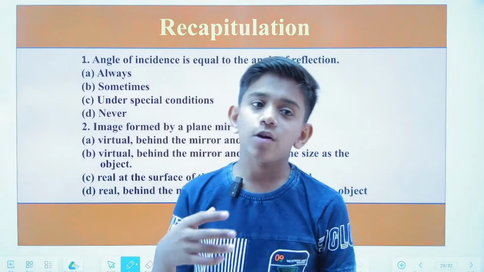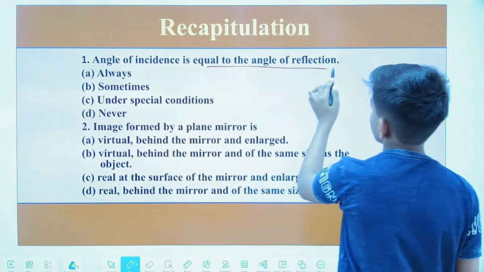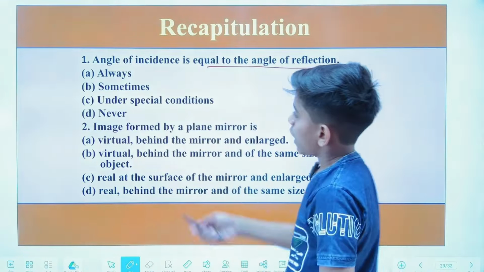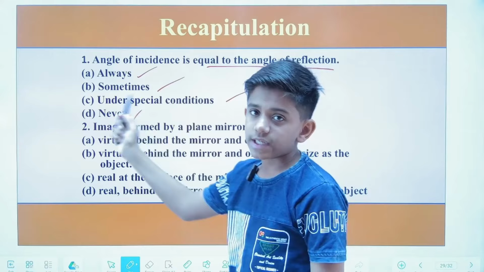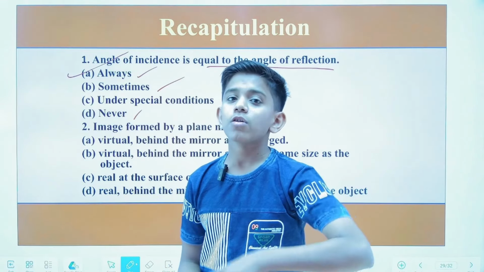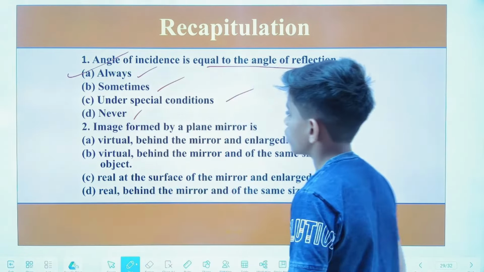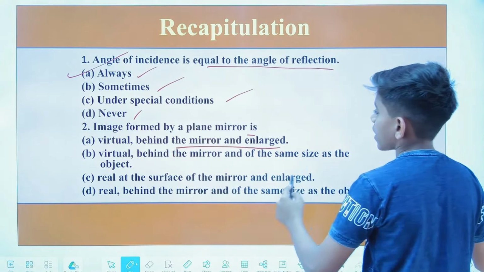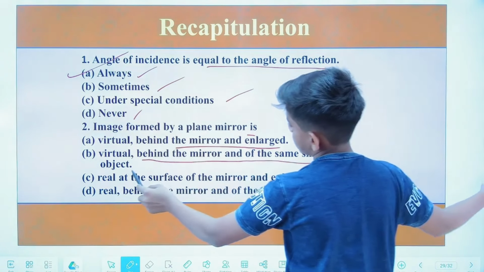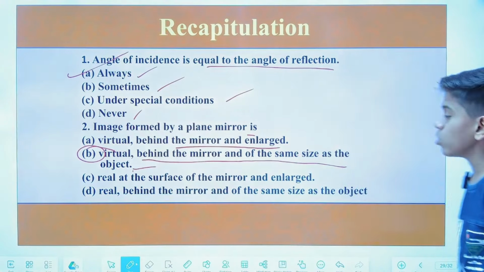Recapitulation, the summary of what we learned in this topic. The angle of incidence is always equal to the angle of reflection. Always, sometimes, under special conditions, or never? The answer is always, because whether it is regular reflection or diffuse reflection, the laws of reflection are followed. The image formed by a plane mirror is virtual, behind the mirror, and of the same size as the object. So that is the correct option.